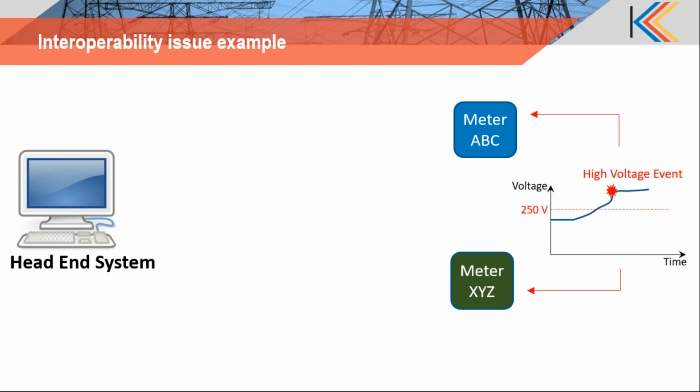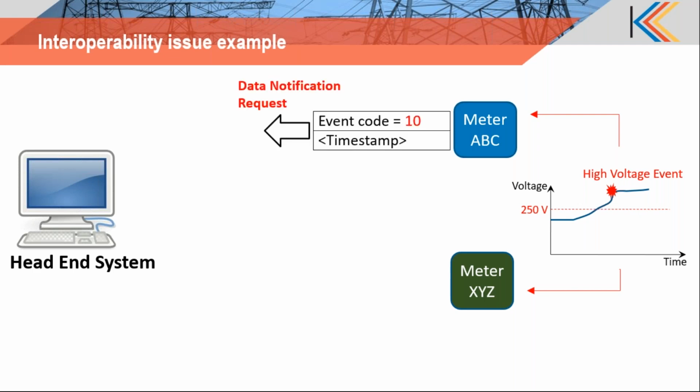This is an example that we have witnessed ourselves in one of the smart metering rollout projects. You can see on the right hand side of this picture, there is a high voltage event, and that is detected. That event is applicable for 2 meters. The first meter is provided by meter manufacturer ABC, and the second meter is provided by manufacturer XYZ. Suppose that both meters detect the high voltage event, and the first meter, meter ABC, reports this event to the head-end system using a data notification request. It is a request in the DLMS application layer, and in the request it packs two pieces of information, that is the event code 10 and the timestamp of that event.